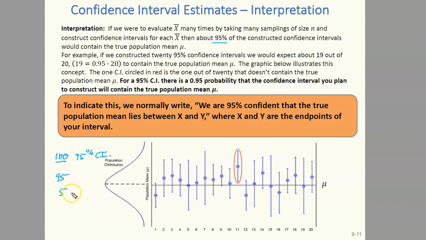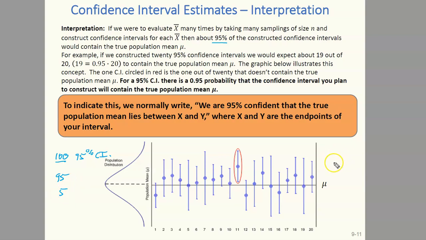Now, it doesn't have to be exact because we're talking about probability. So you may have 94 of your 100 intervals containing the true population mean and 6 of them not containing the true population mean. Or you might have 96 containing the true population mean and 4 not containing the true population mean. So that's how you should properly interpret what a 95% confidence interval means. It means that if you were to go out and construct many 95% confidence intervals, about 95% of them would contain the true population mean, and 5% of them will not contain the true population mean.